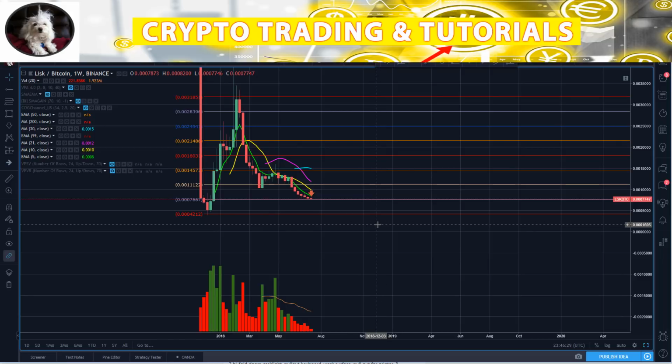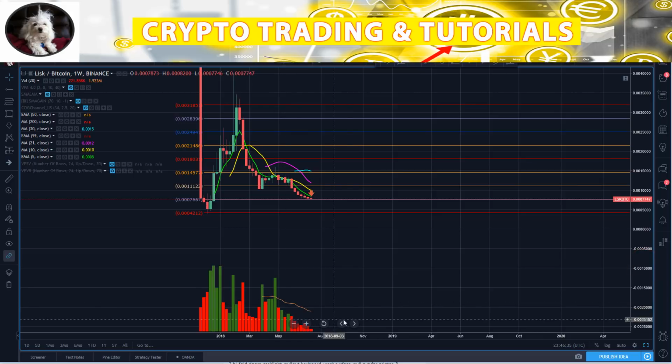So what I'm really looking for is whether there is continued interest by buyers. And just look at that volume profile scale down here. So you just see the volume completely drying up. This is a sign. This is a prime sign.